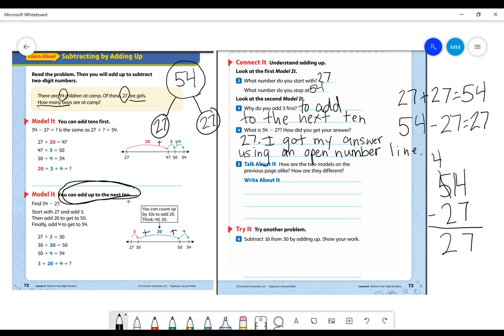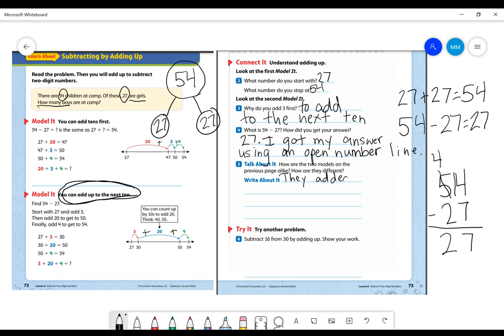Now we use an open number line to add to find that part that is left, but we can also use different strategies. All right, over here it says, how are the two models on the previous page alike? How are they different? So what did both of these number lines do? They added to find what?